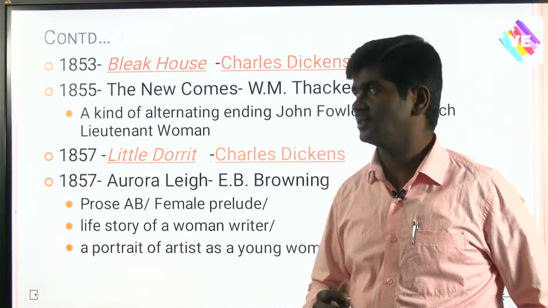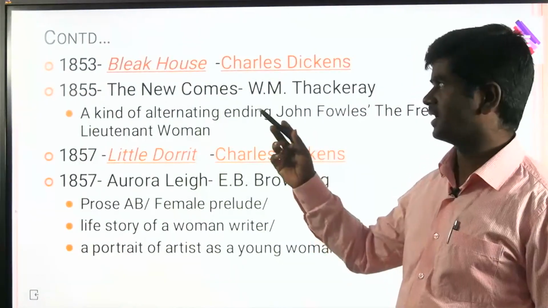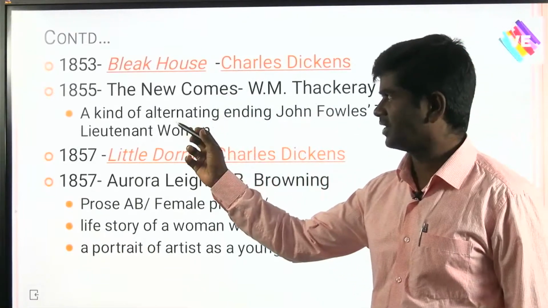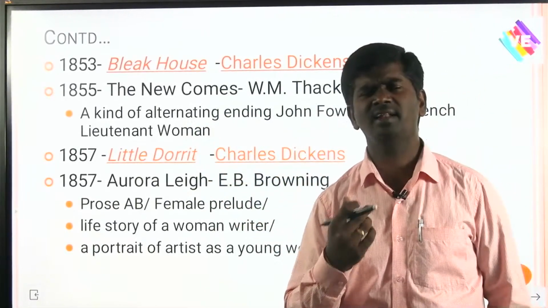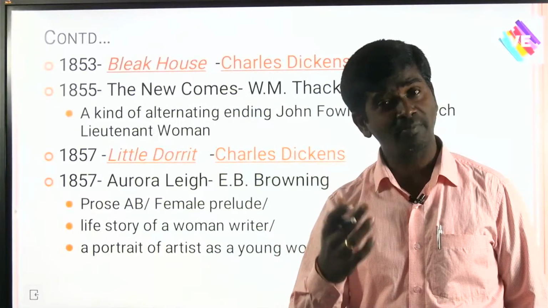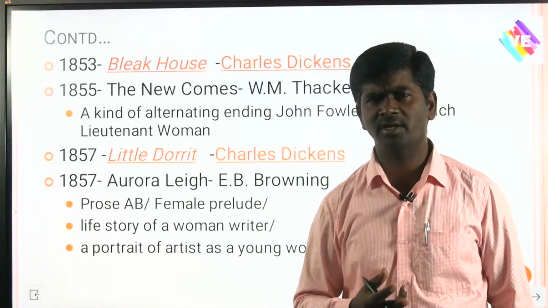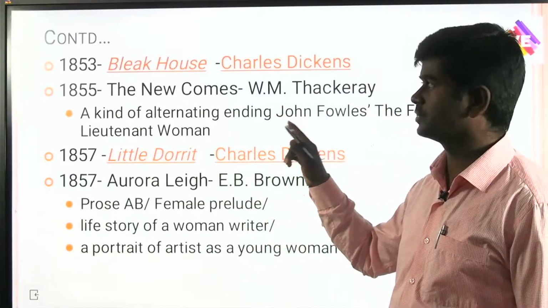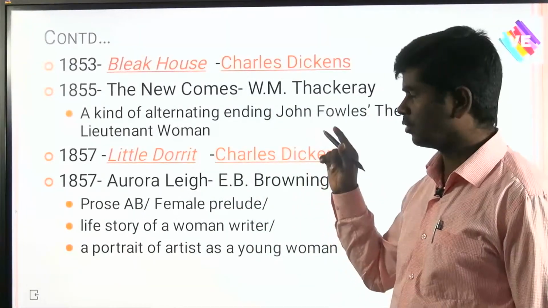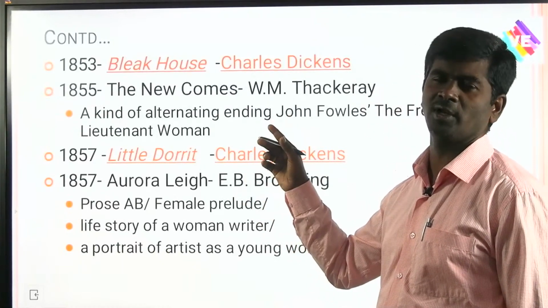And 1853, Bleak House, Charles Dickens. And this is one of the Gothic novels. And The Newcomes, friends, this is very important. Composed by W.M. Thackeray, a kind of alternating ending. What is the ending line of this novel, the beginning line of this novel? Some of the writers during this Victorian period used 2, 3 alternative endings. And this novel includes a kind of alternating ending. Instead of one ending, one conclusion, W.M. Thackeray included a second conclusion, a second ending line. That's what you need to remember.